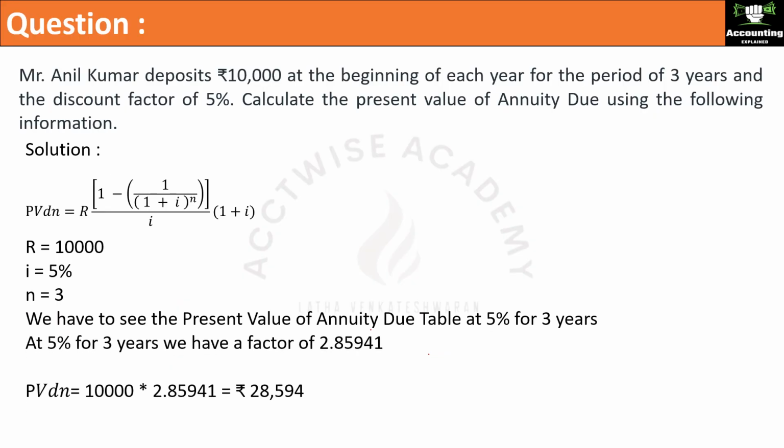We found the interest factor as 2.85941. So we are going to substitute here: PVD_N is equal to regular payment into 2.85941, which is 28,594. So the same we also got using the formula, no? So this is the present value of annuity due. Whether you use the formula or the present value annuity due table, you get the same answer.